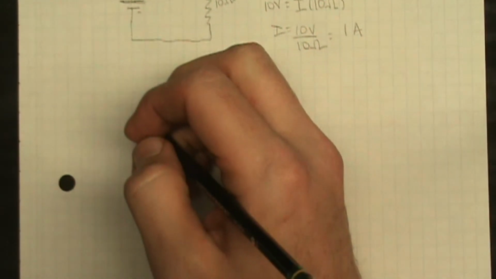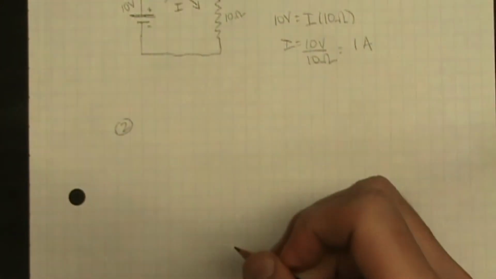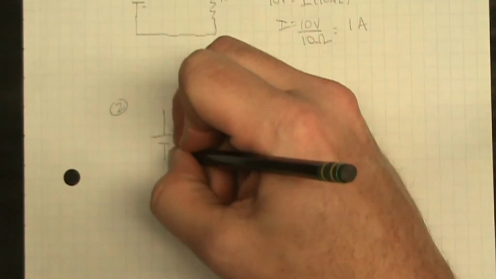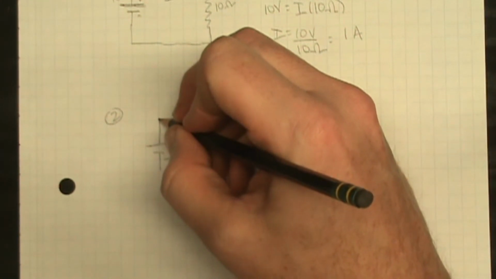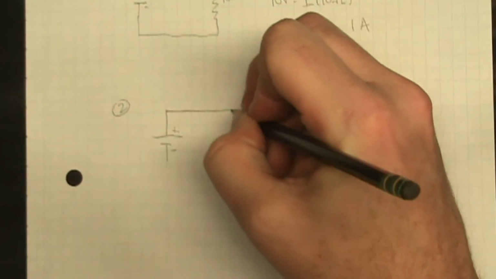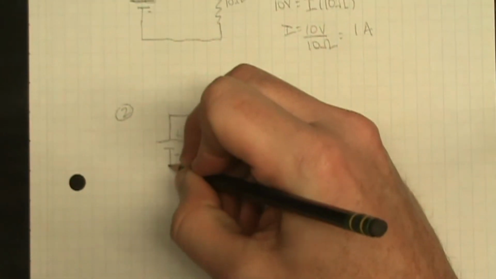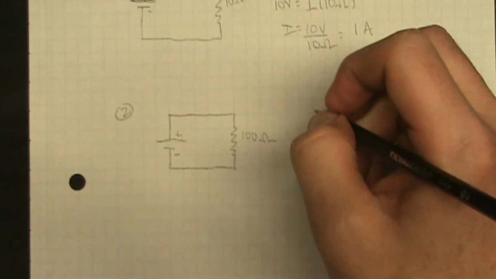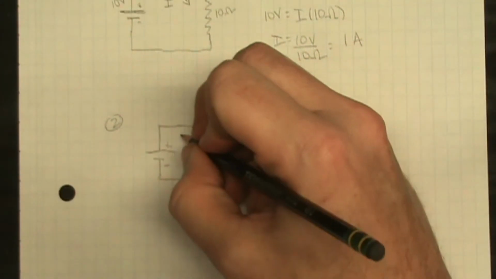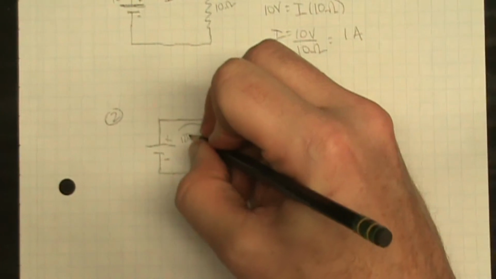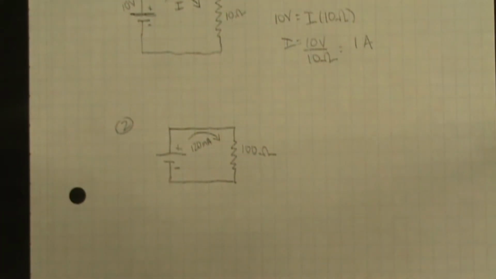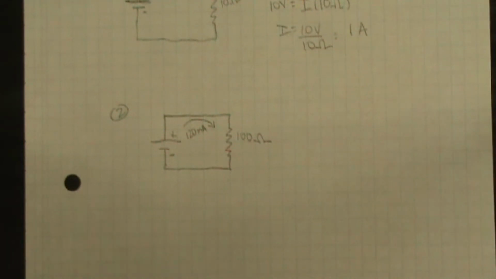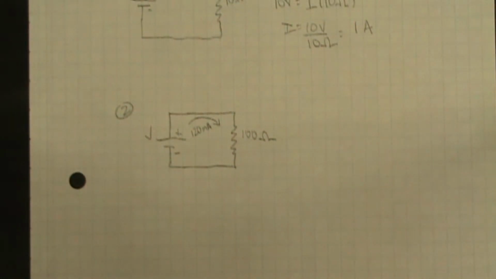Example 2. If we have another battery and in the circuit with it, we have a resistor which is 100 ohms, and the current flowing in this circuit is 120 milliamps. How do we determine the voltage of the battery V?